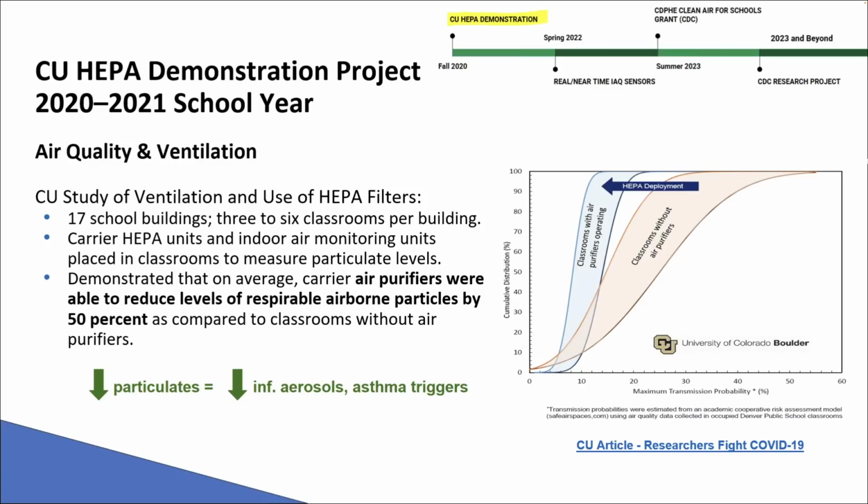In the end, 17 buildings with 3 to 6 classrooms in each school were selected and fitted with a Carrier HEPA unit and near real-time IAQ sensors to measure particulates and other basic IAQ parameters. Overall result was that air monitoring and testing showed that the air purifiers were able to reduce airborne particles on average by 50% compared to classrooms without air purifiers. Next slide.